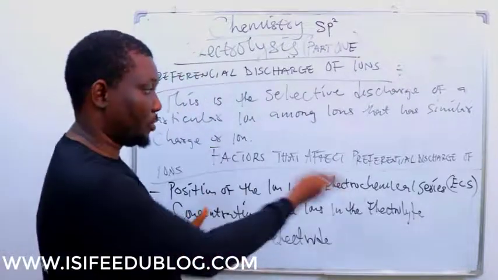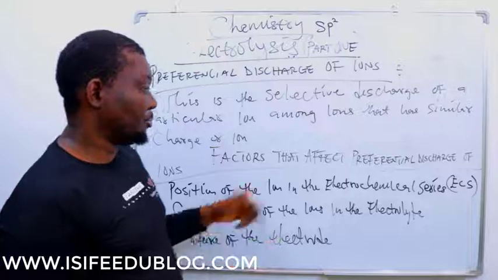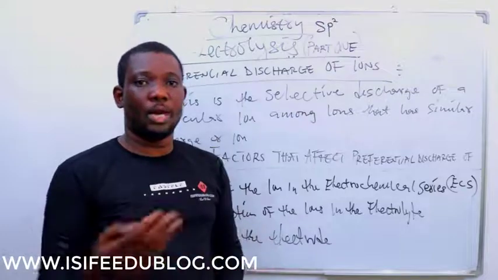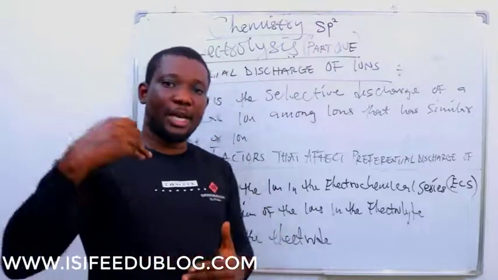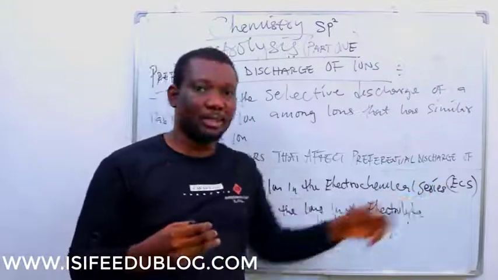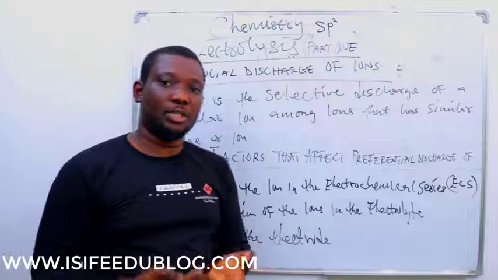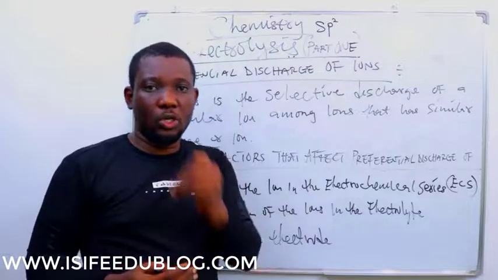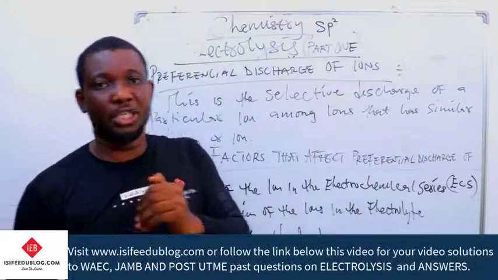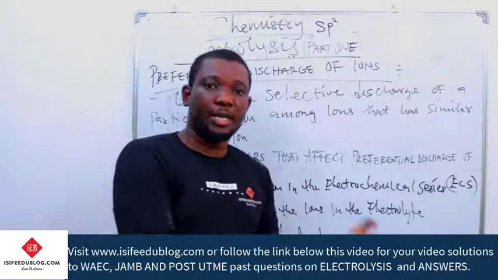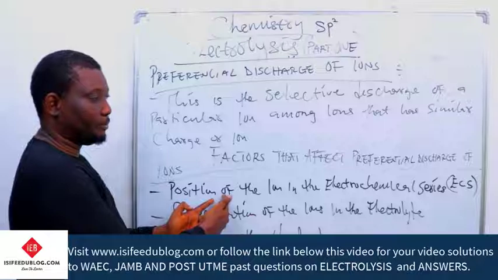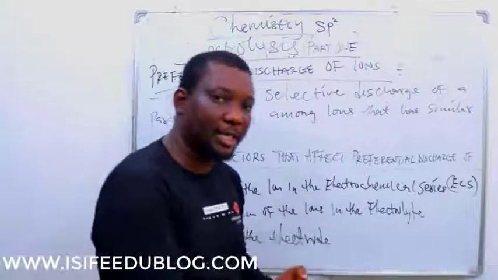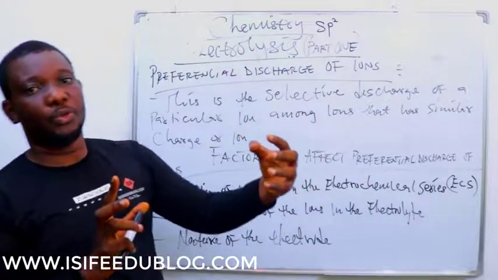Basically, the position of ions prevails when two similar ions are competing to go to either the cathode or the anode. The ion that is lower in this series is preferred to be discharged, not the one that is higher. So the lower the cation, the lower the ion that is positively charged, the greater the ease of discharge of the ion. Ions that are lower in the series are preferred to be discharged if there are two of them competing.